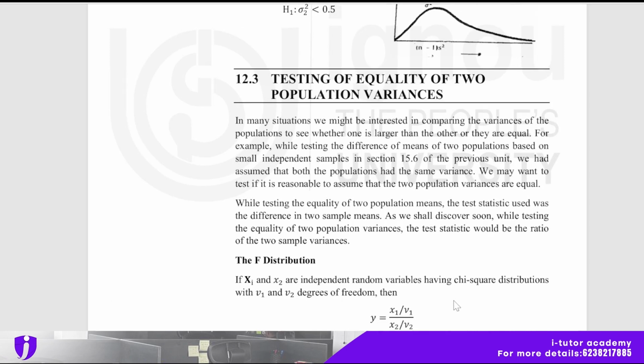In many situations, we might be interested in comparing the variances of the populations to see whether one is larger than the other or they are equal. For example, while testing the difference of means of two populations based on small independent samples in Section 15.6 of the previous unit, we had assumed that both the populations had the same variance. We may want to test if it is reasonable to assume that the two population variances are equal.